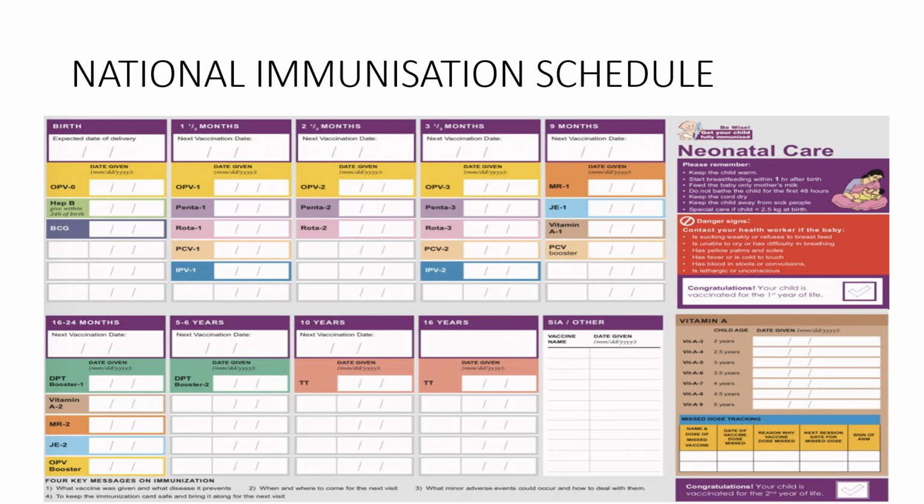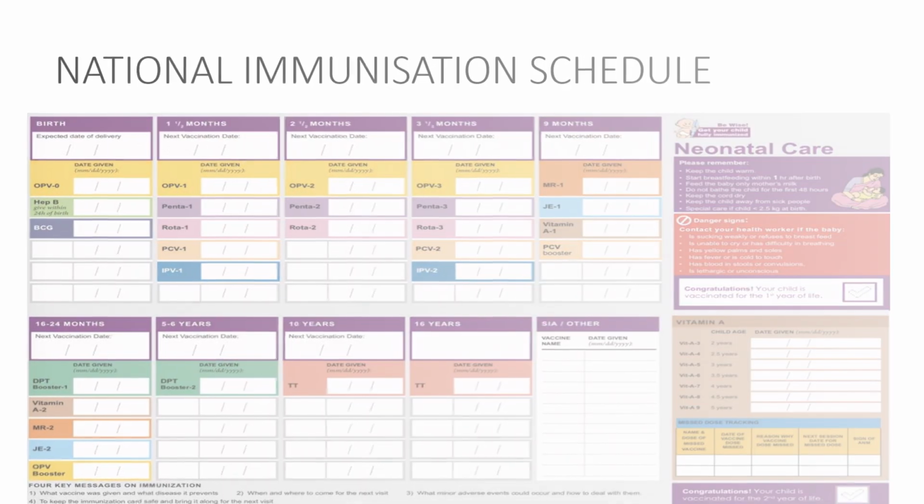At 16 to 24 months of age, the DPT booster 1, second dose of vitamin A, MR2, JE2 and OPV booster. At 5 to 6 years of age, only the DPT second booster dose. At 10 years of age, there can be either DT or TT, although because of the problems concerning the diphtheria component, often the TT solely is preferred. So do watch out for these.